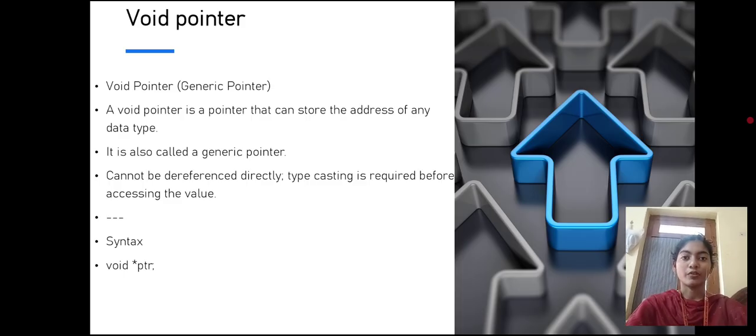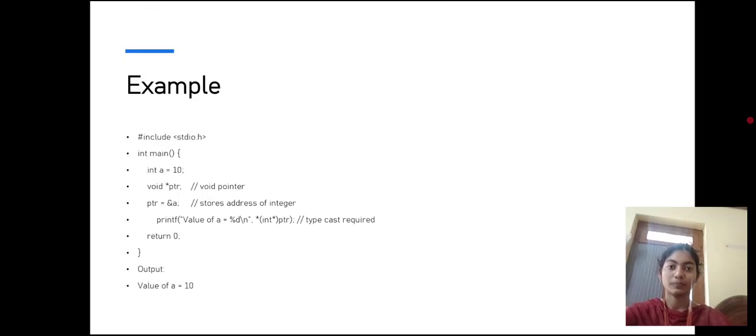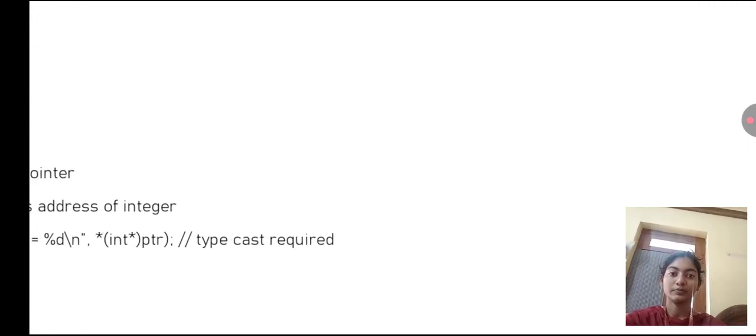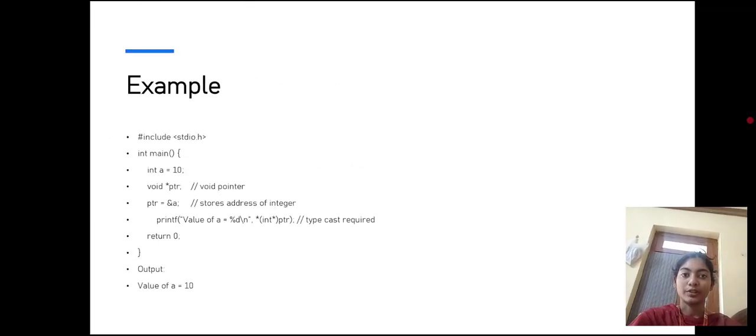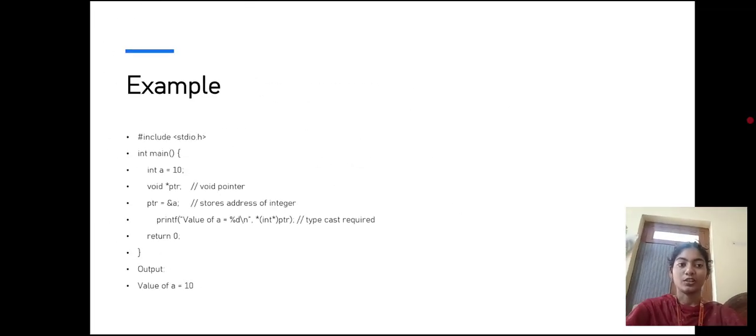And the second one, the void pointer, is also known as the generic pointer. A void pointer is a pointer that can store the address of any data type. Whatever data type we give to the pointer, it stores it. It is known as the void pointer, and also called a generic pointer. It cannot be dereferenced directly. Typecasting is required before accessing the value. And this is our syntax, void *ptr. And this is our example for the void pointer. It stores any data type we give.